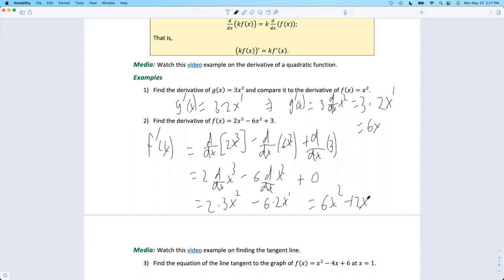For a good exercise, it might be fun for you to, on your own, use the difference quotient. Limit as h goes to 0 of f of x plus h minus f of x all over h. Find this guy's derivative and prove to yourself you get the same thing.